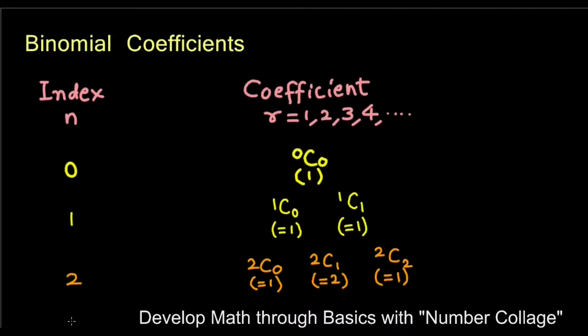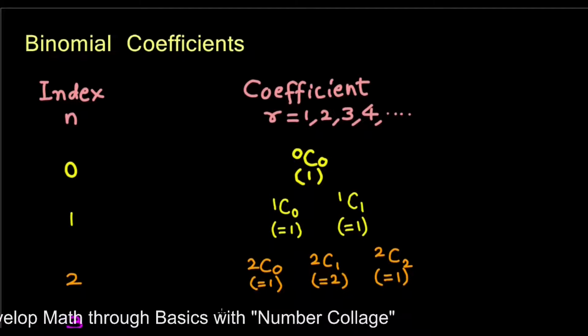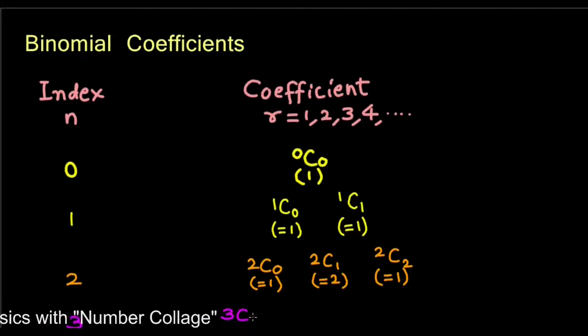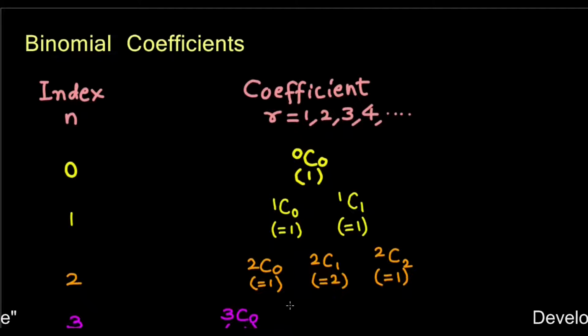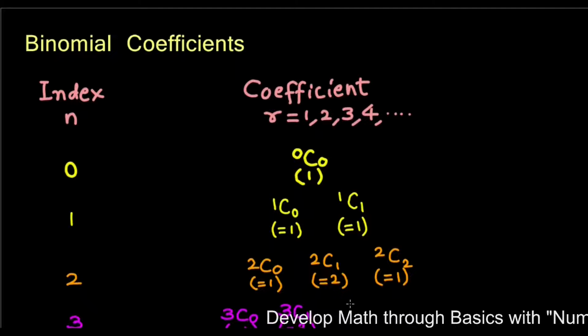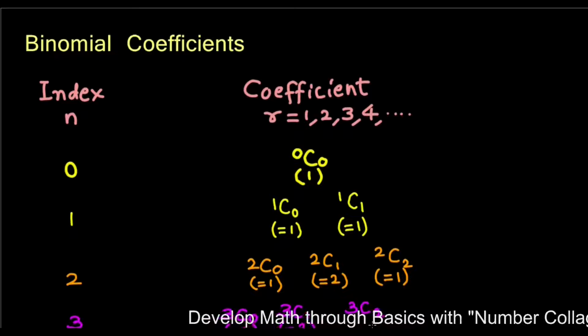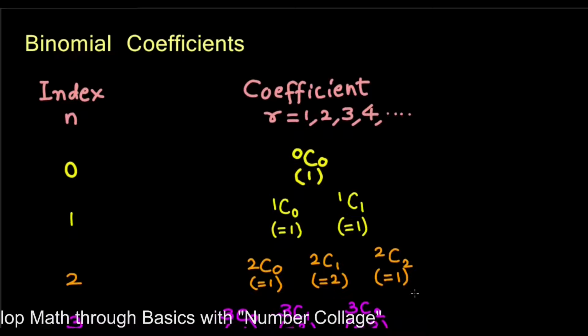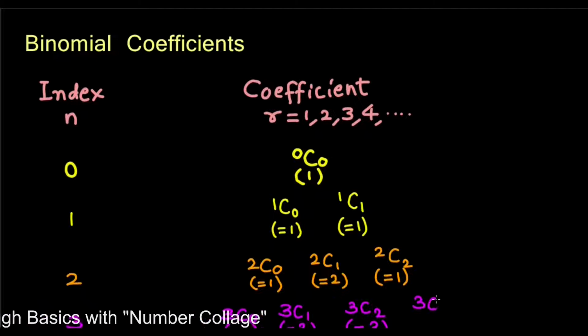When the index is 3, then the first binomial coefficient is 3C0, which equals 1. The second binomial coefficient will be 3C1, which will be equal to 3. The third binomial coefficient will be 3C2, which will be equal to 3. The fourth binomial coefficient will be 3C3, which will be equal to 1.